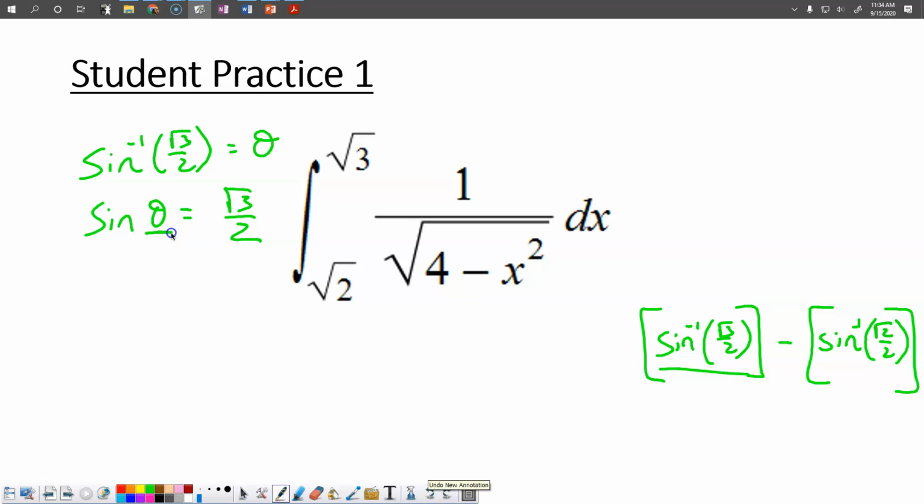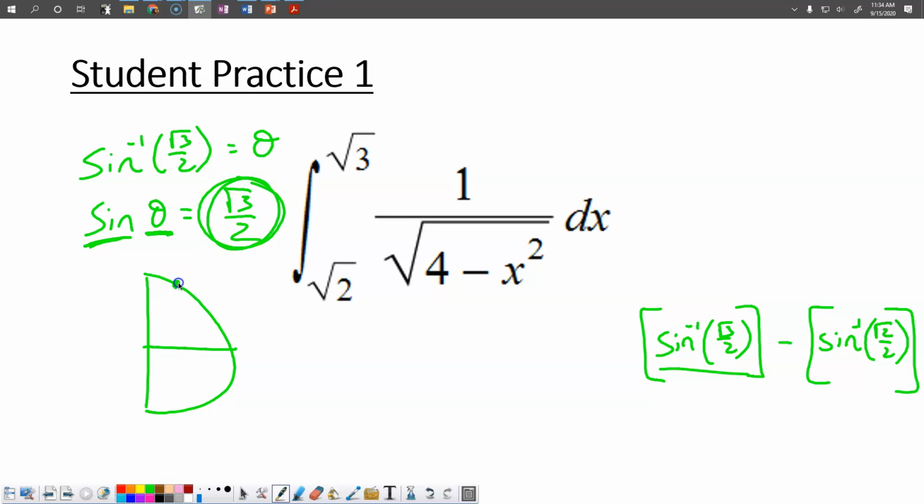All I need to do is find what angle has a y value of this. But I've got to remember that when you're dealing with sine, cosecant, or tangent, you are restricted to the right half of your unit circle. So we can only use this side. Now sine is equal to radical 3 over 2, and that would be up here at that point. That's where the y value is radical 3 over 2, and that has a theta value of pi over 3. So the answer is pi over 3.